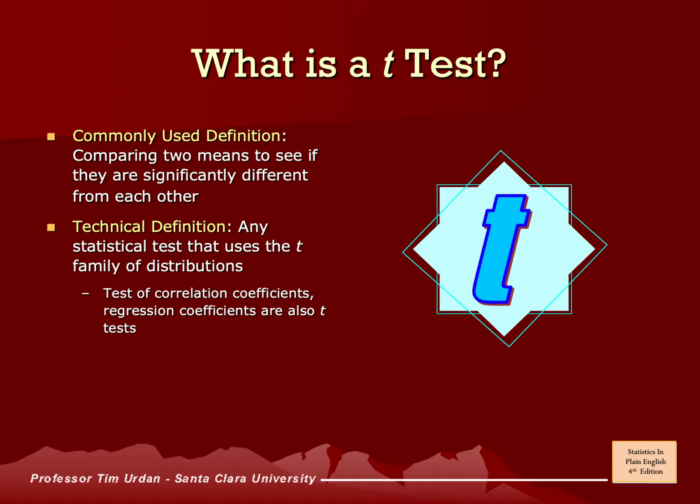There are several different types of tests in statistics. So a t-test specifically is going to compare two means to see if they are significantly different from each other. So significantly different is a very important phrase because they can be different but not have enough variance in them to be significant.